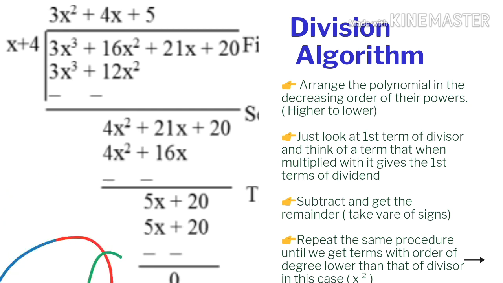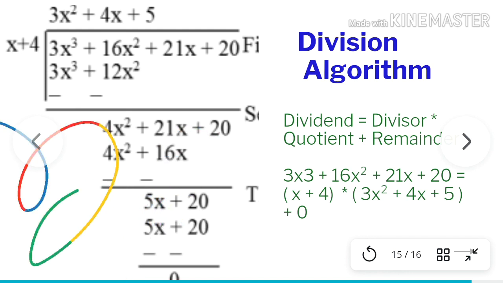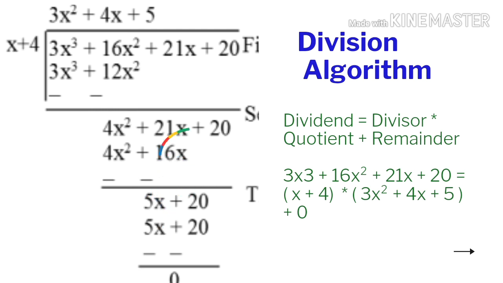At the end, we form the equation as dividend is equal to divisor into quotient plus remainder. That is 3x cube plus 16x square plus 21x plus 20 is equal to x plus 4 into 3x square plus 4x plus 5 plus the remainder, that is 0.